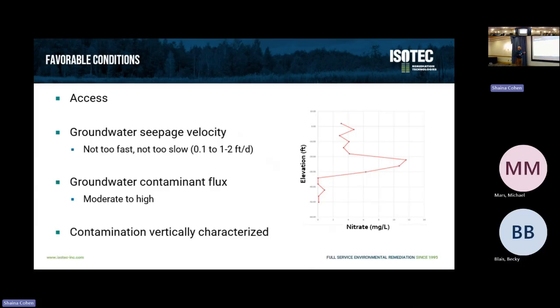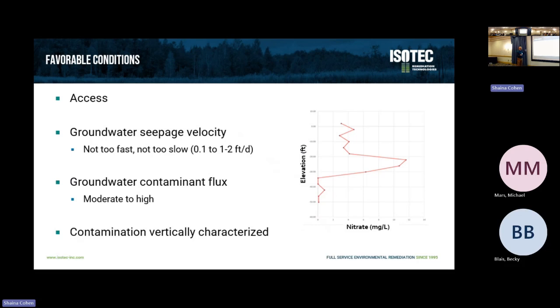If seepage velocity is particularly slow, remember this is a passive remedy, so the groundwater is only coming so much, and your PRB is just going to be waiting there, not really treating a whole lot of contamination, because the contamination is not coming in. That may be a place where a reactive barrier may not be a good option, and it may be better to have more focused gridded injection points where the contamination is, because it's just going to be sitting there.